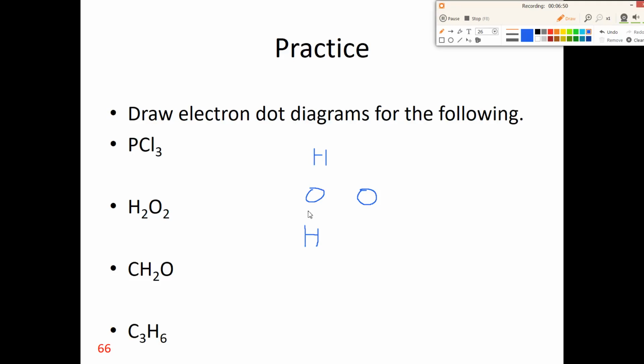Right, then we figure out how many electrons we have. We have 2 oxygens. Each oxygen has 6 valence electrons, multiplied by 2, 12 electrons. Hydrogen, we have 2 hydrogens. Each hydrogen has 1 electron, multiplied by 2, we have 2 valence electrons. So we add up the total: 14 valence electrons.